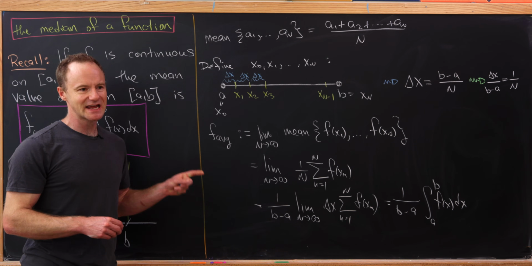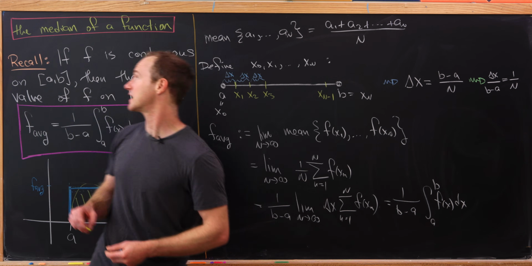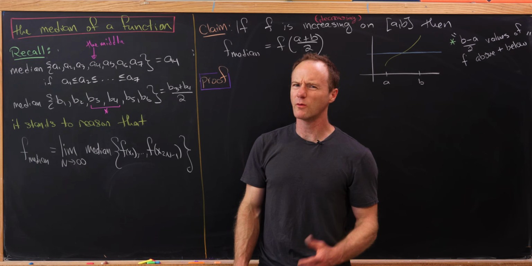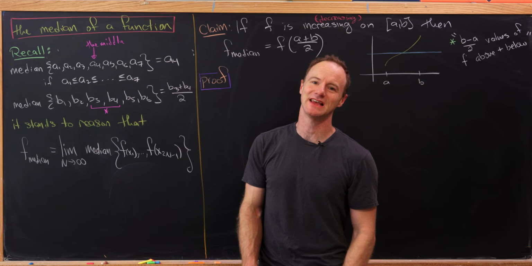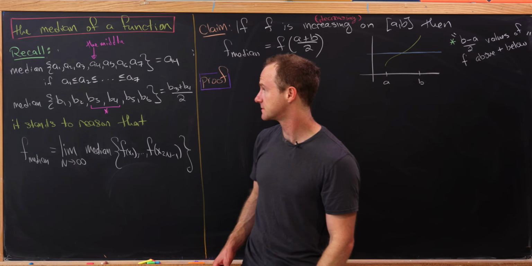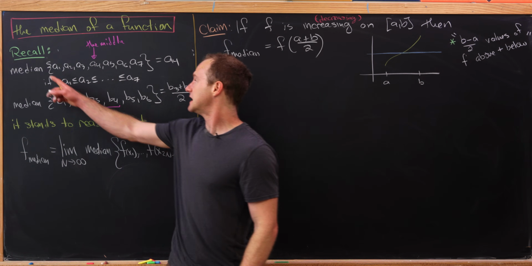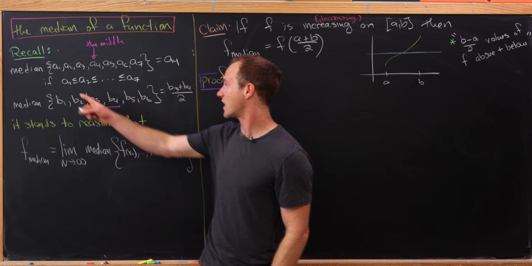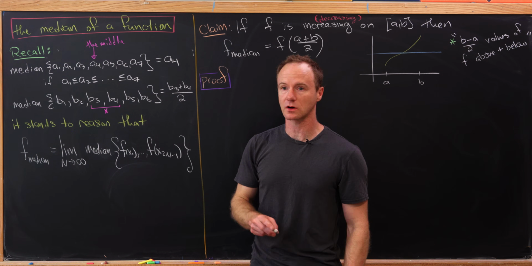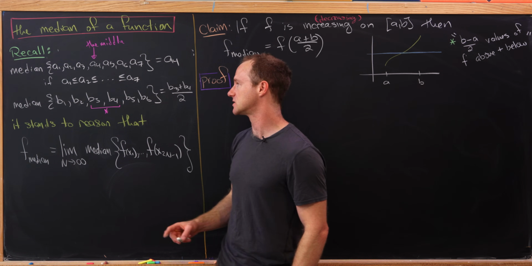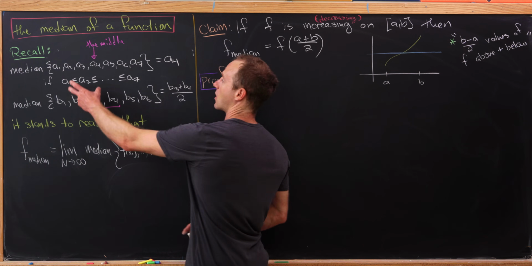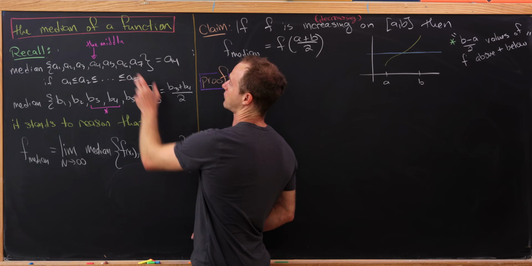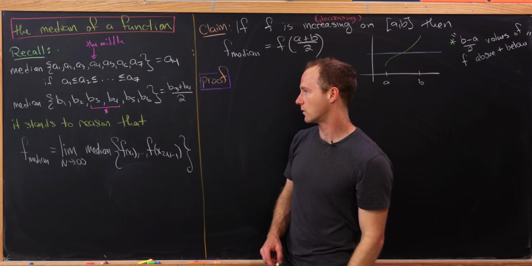Okay, so now let's take this as motivation to see if we can come up with the median of a function. Let's recall what the median of a finite set is via a couple of examples. The median of the set A1, A2, A3, A4, A5, A6, A7, where these are in increasing order, is A4. It's the middle term. Notice that there are 3 elements smaller than A4, and 3 elements larger than A4.